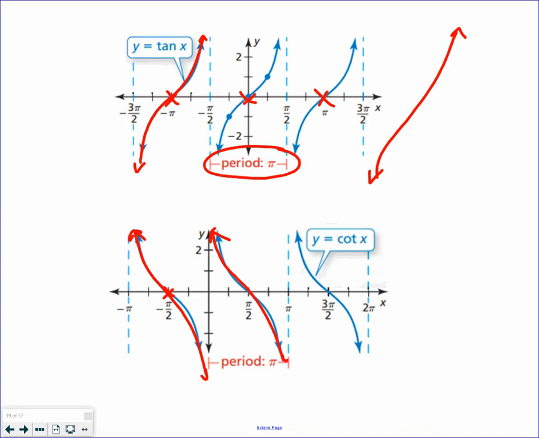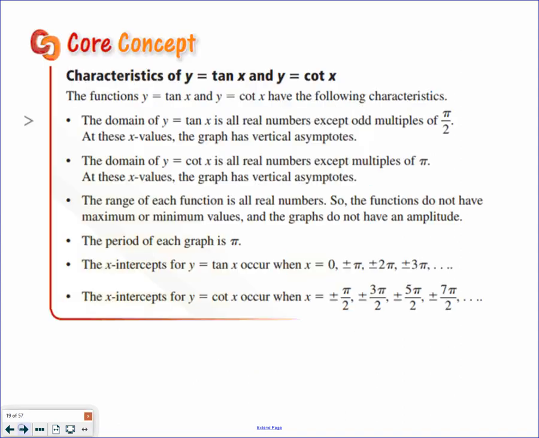As we're graphing this, you'll also notice that you still have a midline that you have to put increments in. That hasn't changed when doing tangent and cotangent. The domain is all real numbers. However, there are odd multiples of pi over 2 that the x values can't have, so there are vertical asymptotes there. We'll get into more of that as we do the graph, because it'll make more sense as we go. This is the technical definition of the characteristics of tangent and cotangent.